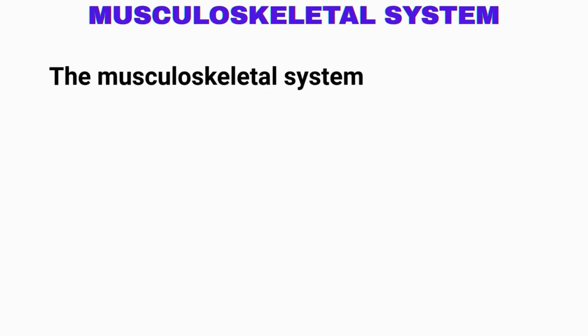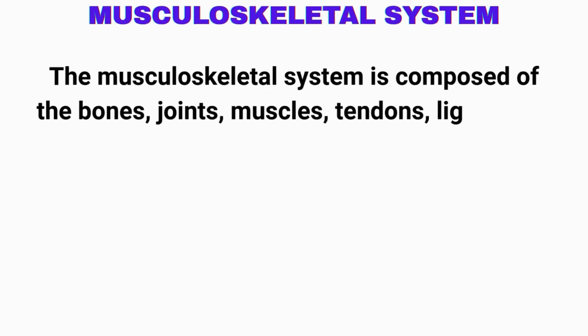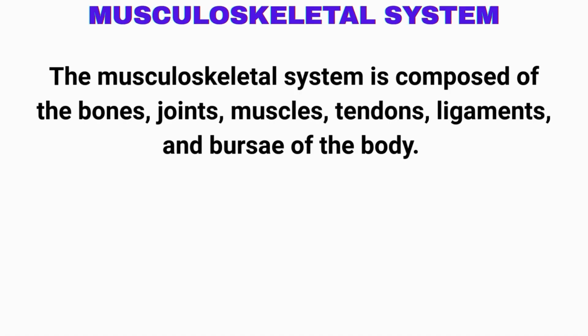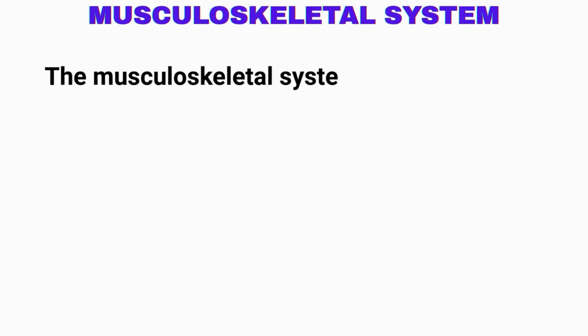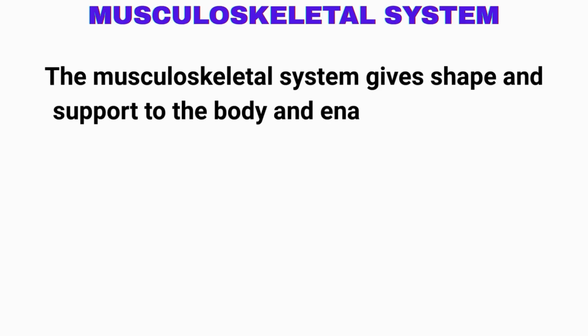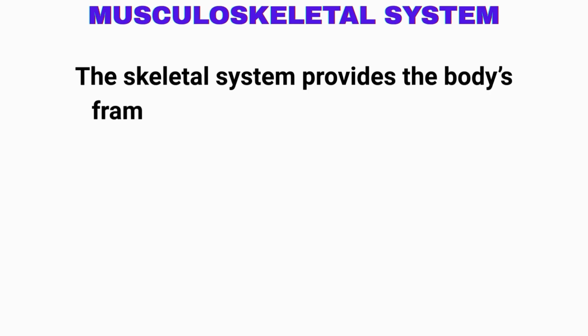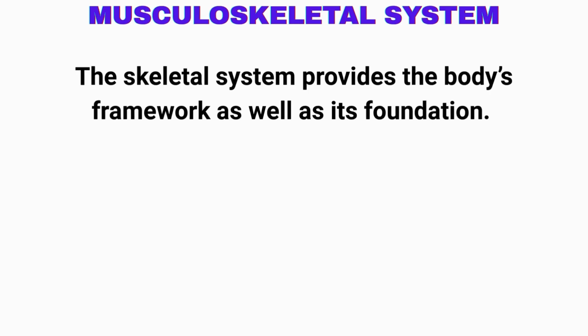In this video, we will be covering the musculoskeletal system. The musculoskeletal system is composed of the bones, joints, muscles, tendons, ligaments and bursae of the body. The musculoskeletal system gives shape and support to the body and enables the body to move. The skeletal system provides the body's framework as well as its foundation.